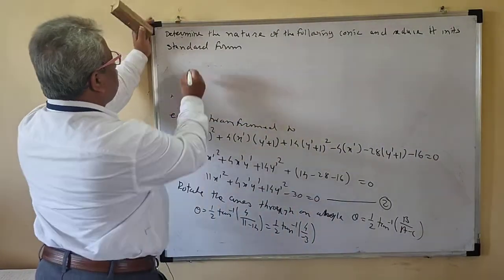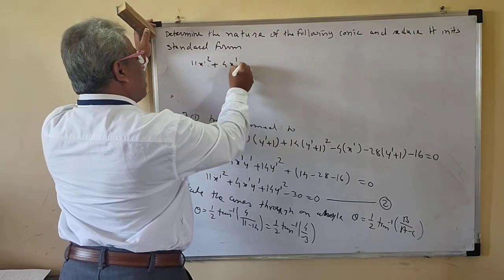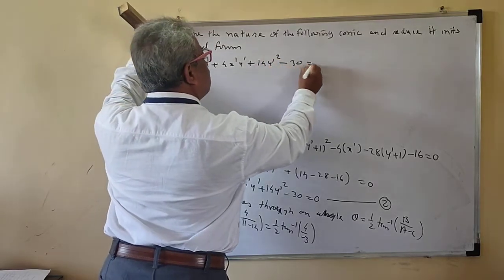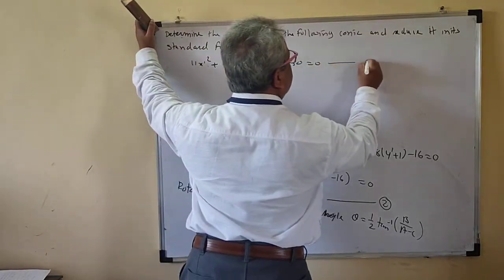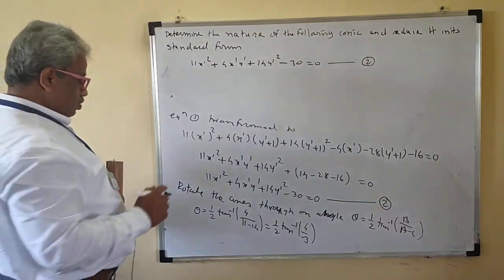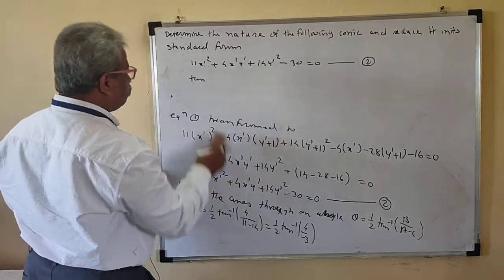I write this equation here now: 11x prime square plus 4x prime y prime plus 14y prime square minus 30 is equal to 0. This is your equation 2. We are trying to remove the x prime y prime term for this one. Now tan theta is equal to, this is what you have to shift here.